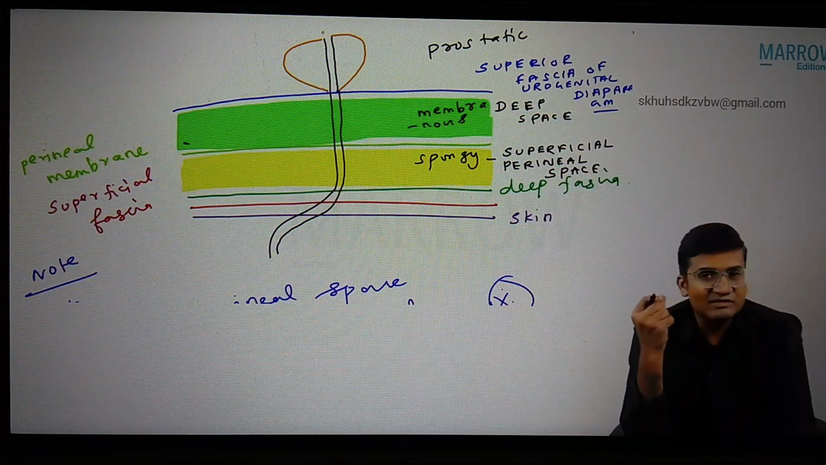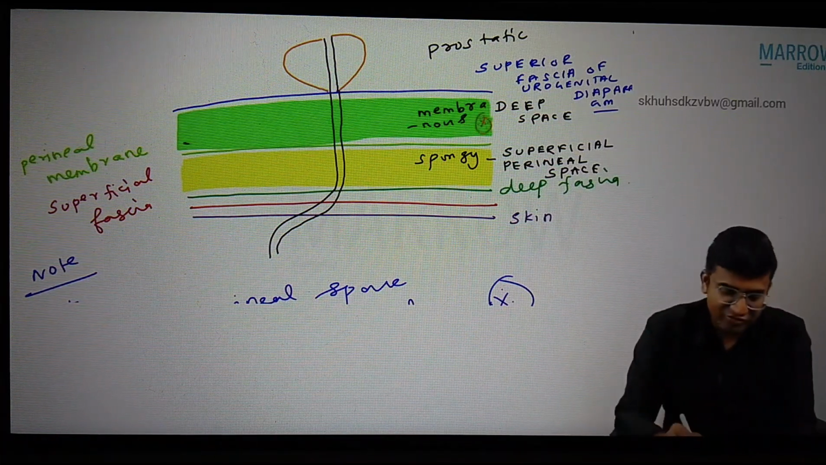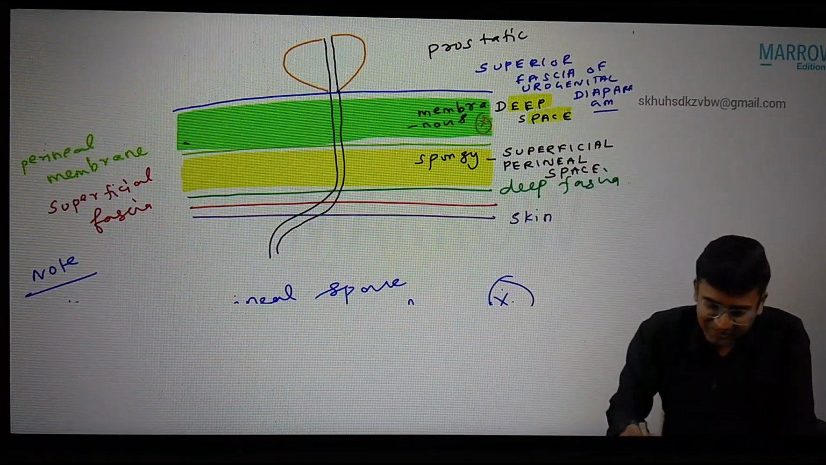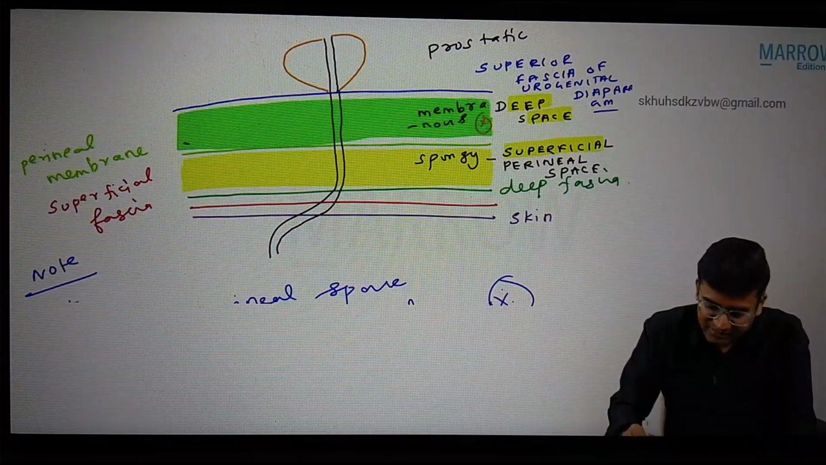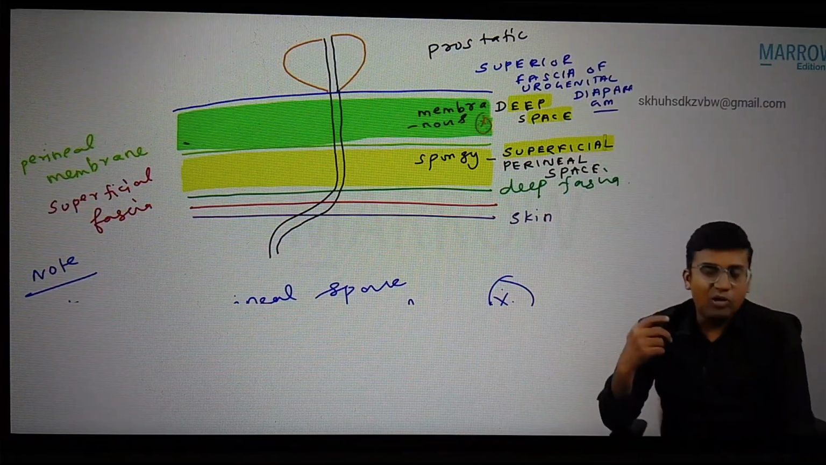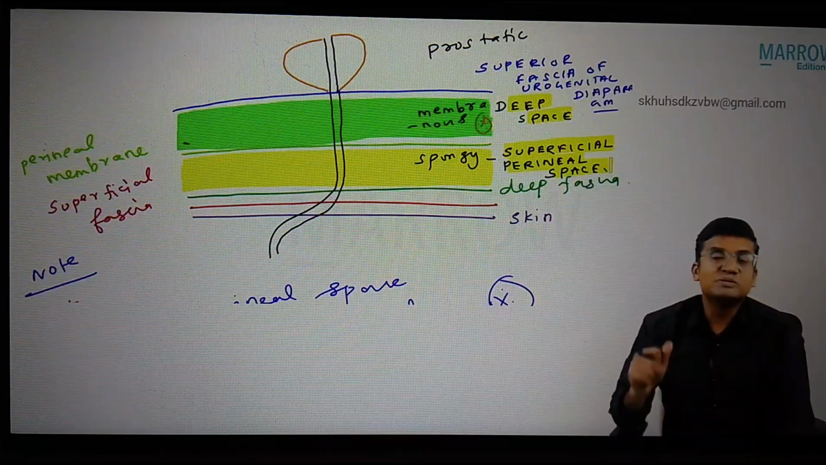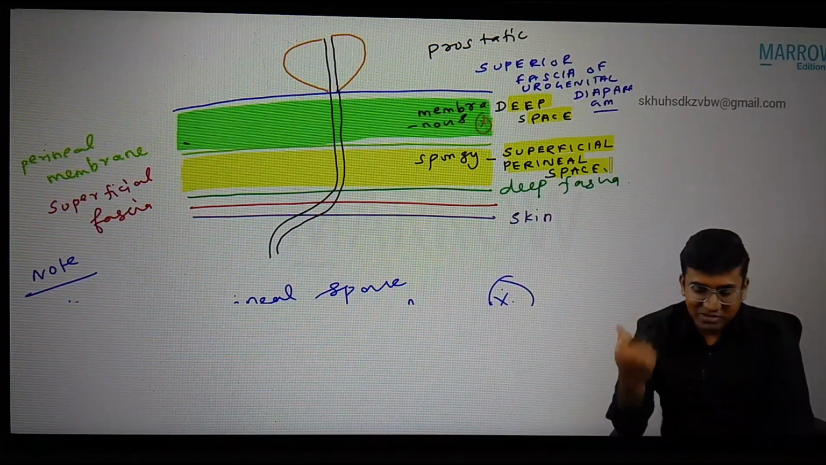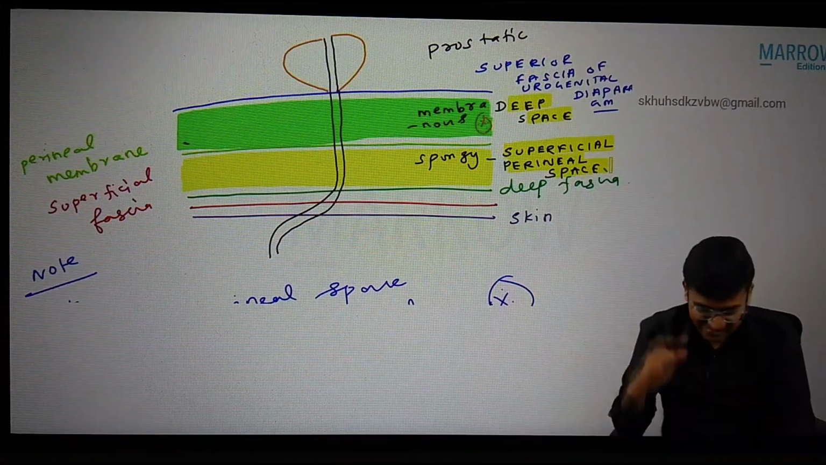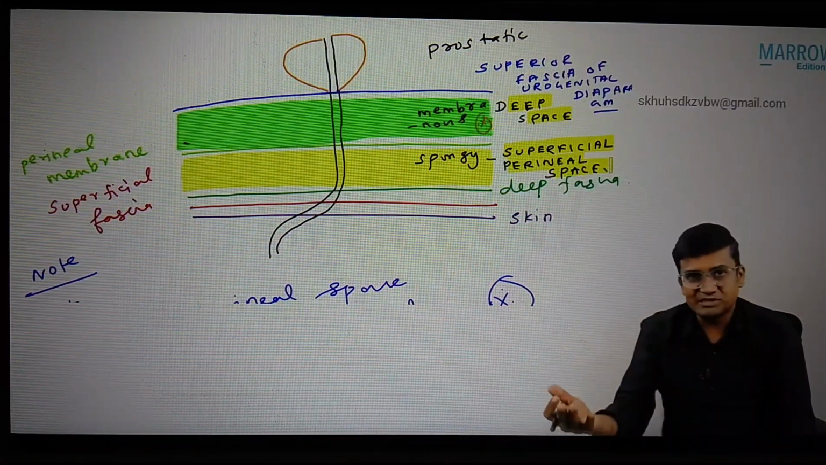Now the membranous urethra is present in which space? The membranous urethra is a content of which space? Deep space. Please don't forget. Okay, so the membranous urethra is a content of the deep space. Next, what about the spongy urethra? The spongy urethra is a content of which space? Superficial perineal space. Please don't forget. Fine. So the membranous urethra, content of deep space. Spongy urethra, content of superficial perineal space.